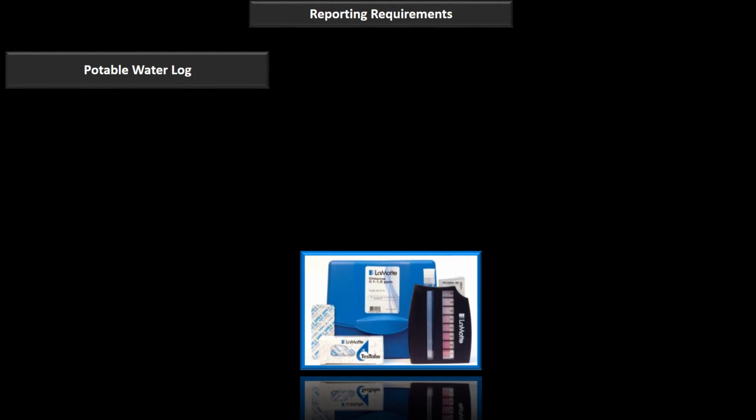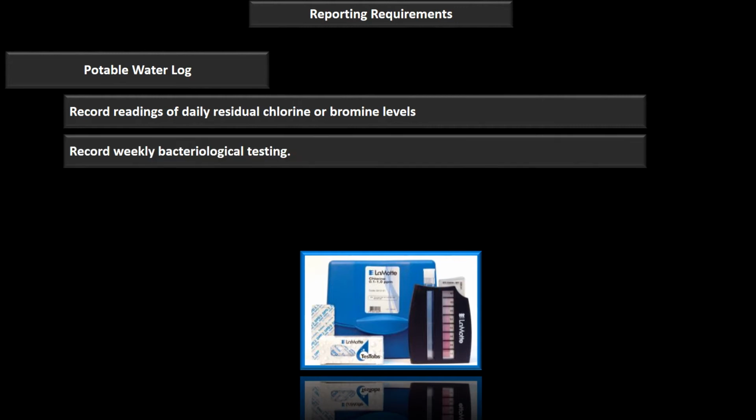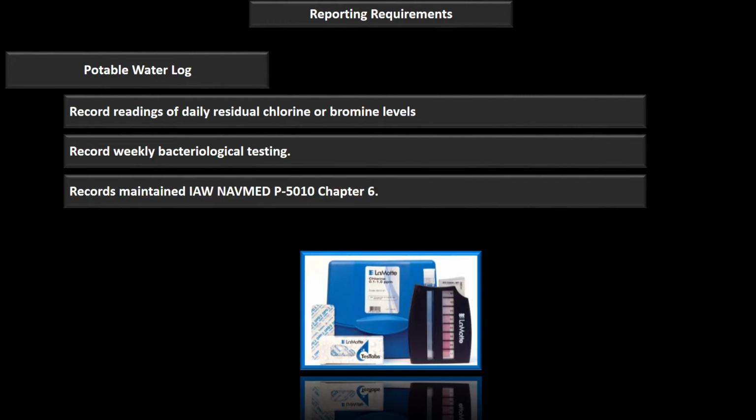Moving on to our potable water log. We've got to record the readings of daily residual chlorine and bromine levels. Once a day, we've got to test our water, and it's either going to be disinfected with chlorine or bromine depending on where you're at. So we've got to test that level every day, once a day. We've also got to record weekly bacteriological testing. Once a week, we have to test the water for the presence of bacteria, and we've got to log that in the potable water log.